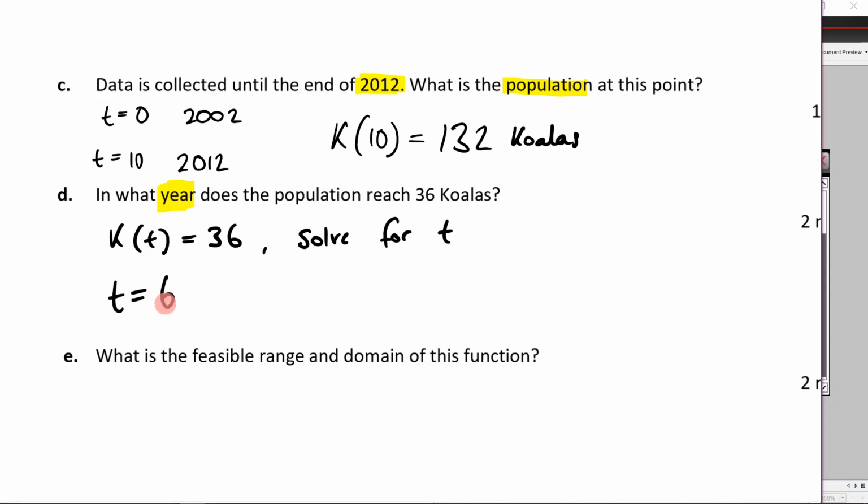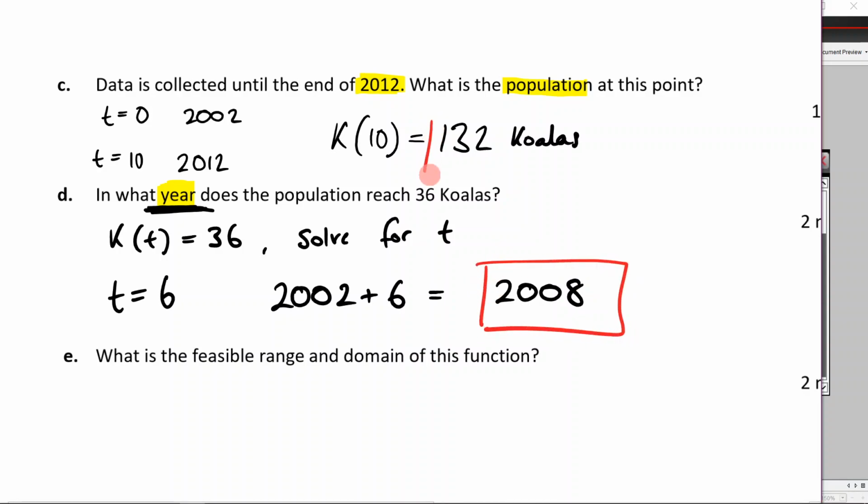Now, this is really going to test your ability to read the question. It says in what year? In what year? It doesn't want T is equal to 6. What it wants you to say is 2002 plus 6 is 2008. So 2008 is your answer, not T is equal to 6. You need to make sure that you're reading the question carefully. And then we put a box around this one as well. Perfect.